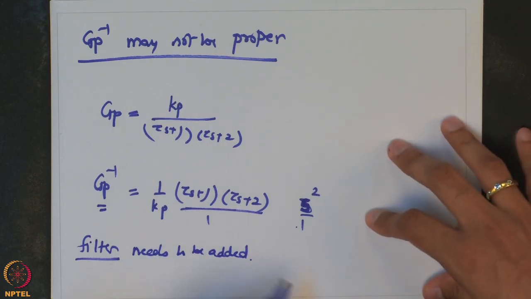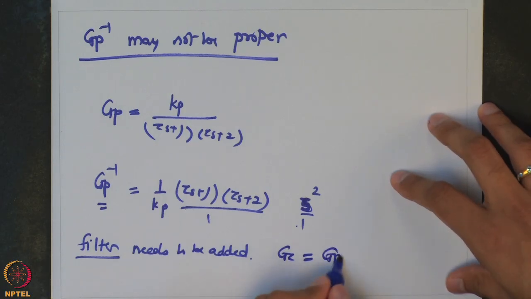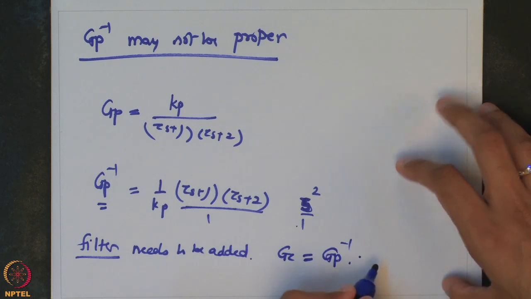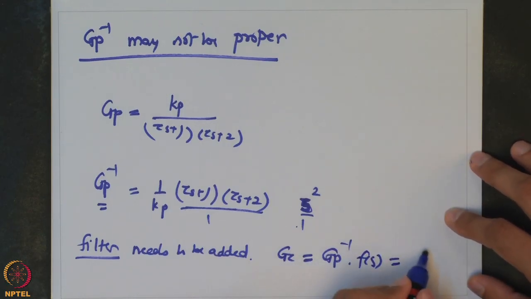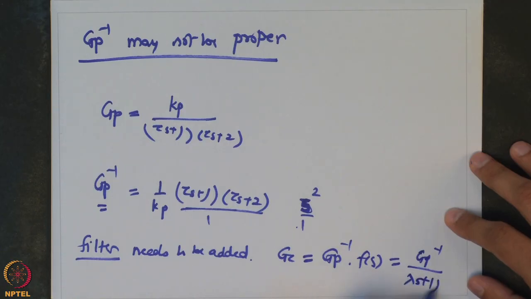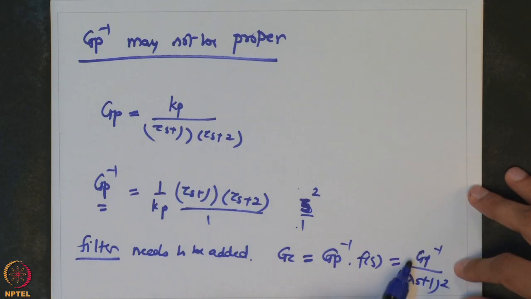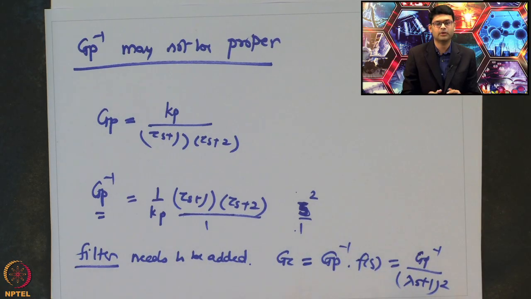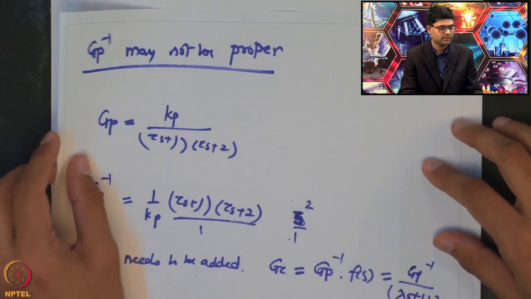So, in this case what you would use is, GC or the controller transfer function will be GP inverse times what is known as a filter, so that it will be GP inverse over (lambda s plus 1) square, so that you will have s square in the numerator and s square in the denominator. So, this 1 over lambda s plus 1 is a filter, a simple first order process, and by having a filter of higher order, you can make sure your controller transfer function is proper.